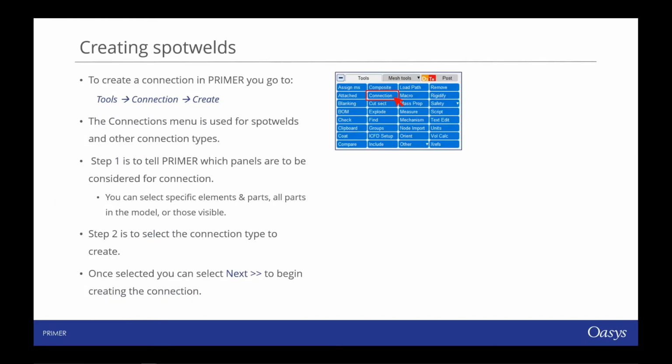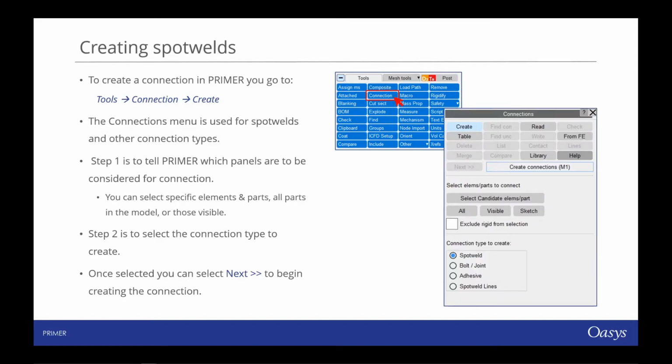Now to create a connection in Primer, you go to the Tools section and there you find Connection. This will bring up the Connections panel, and then you can select Create to generate the various connection options. So the first step is to tell Primer which panels you want to connect. So you can do this by either selecting individual elements and parts, or you could select all in the model or those visible. And then the second step is to select the connection type you wish to create.